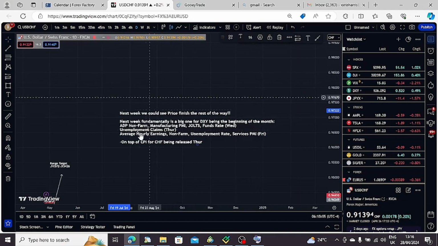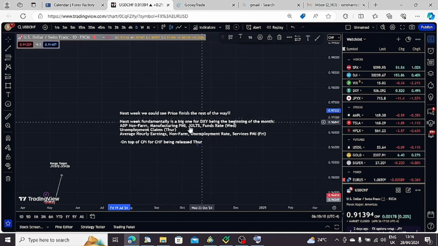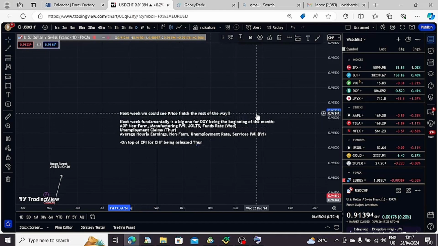So this week fundamentals is a big one on DXY, being the beginning of a new month because we are starting the month of May. So then we have ADP, manufacturing PMI, we have JOLTS, this is on Wednesday. Unemployment claims on Thursday. We have earnings and non-farm payrolls, NFP, on Friday. Unemployment rate, all this on Friday.